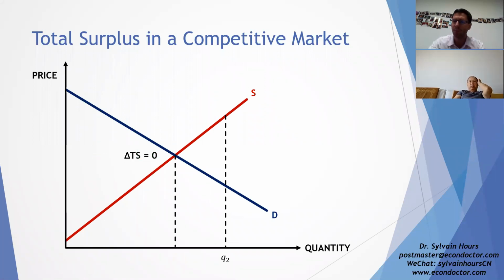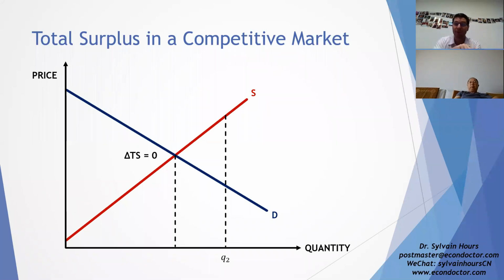But then we reach this point. And this point is interesting because supply is equal to demand, which means that the maximum price consumers are willing to pay for one more unit is the same as the minimum price that sellers are willing to receive to sell one more unit, which means that if we sell one more unit, total surplus would be constant.